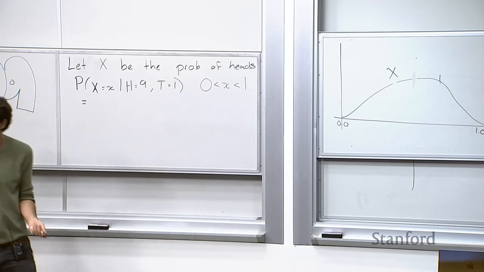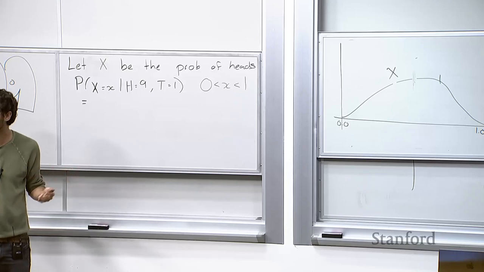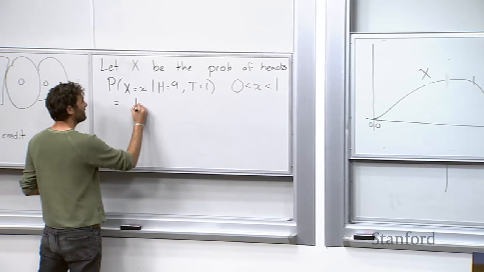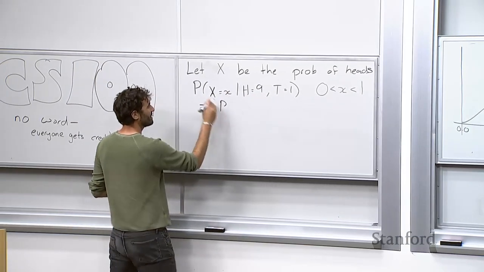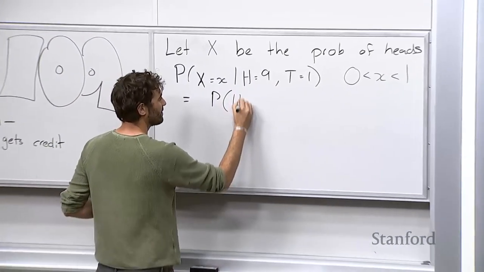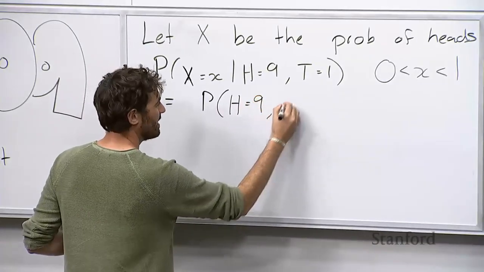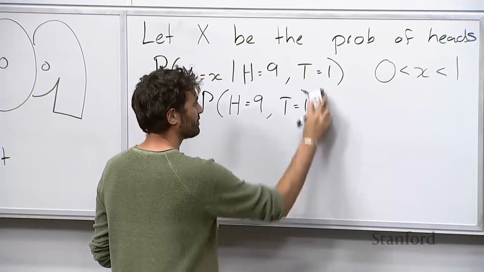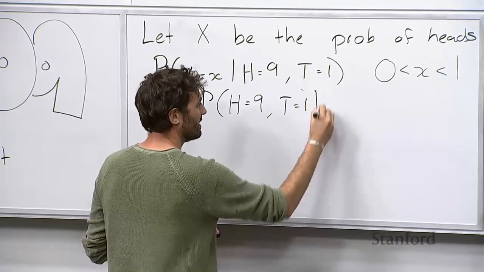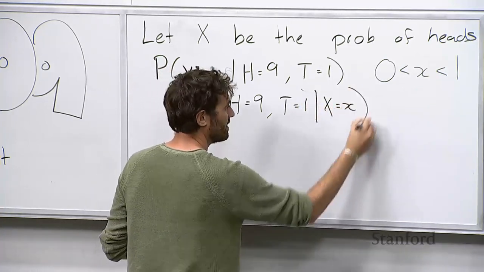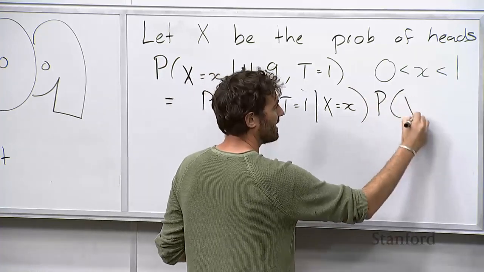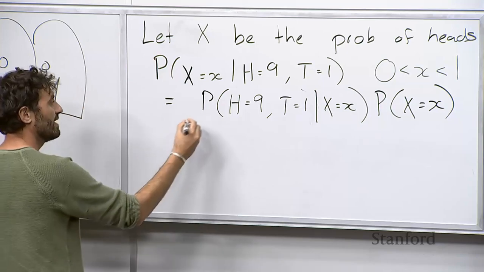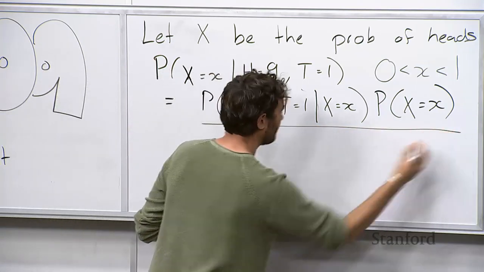Do you guys want to see what happens if we just threw Bayes at this wonderful question? If we threw Bayes at this wonderful question, you get the probability of this given that as your first term. So probably heads equals 9 and tails equals 1. Oh, I missed a given. Given x equals x times the probability that x equals x divided by some constant.